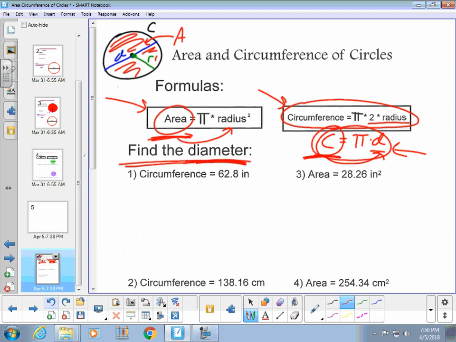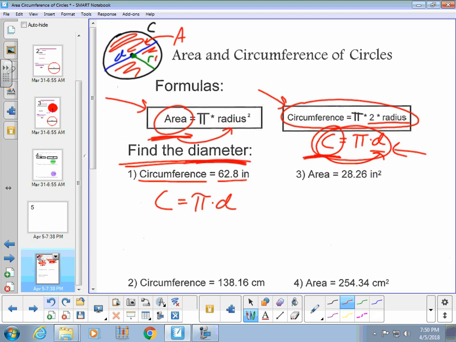Circumference equals pi times diameter. So the first thing you should do in this problem, we're trying to find the diameter, right? But we have the circumference. So let's write down the circumference formula. Circumference equals pi times diameter. Now, they tell us the circumference is 62.8 inches.